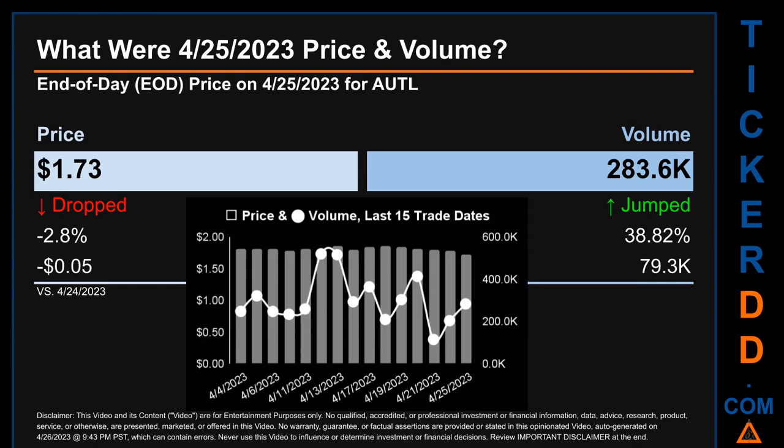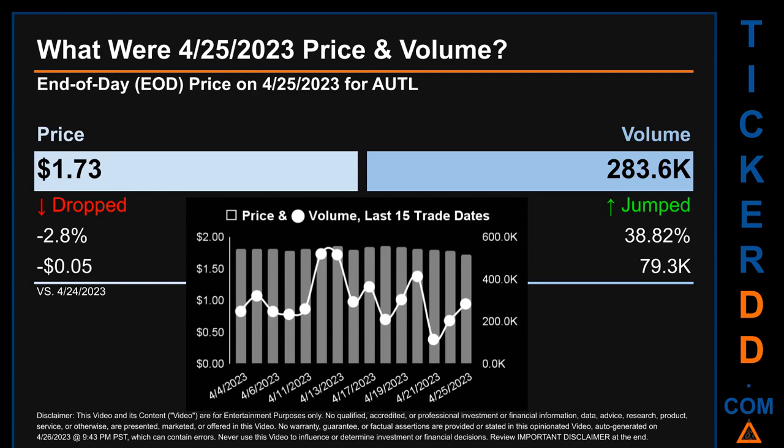What was end of day price and volume for AUTL? On Tuesday, April 25, 2023, AUTL had an end of day price of $1.73 and volume of about 283.6 thousand. Compared to the previous trading day, the price dropped 2.8%, losing 5 cents, while volume jumped 38.82%, increasing about 79.3 thousand.